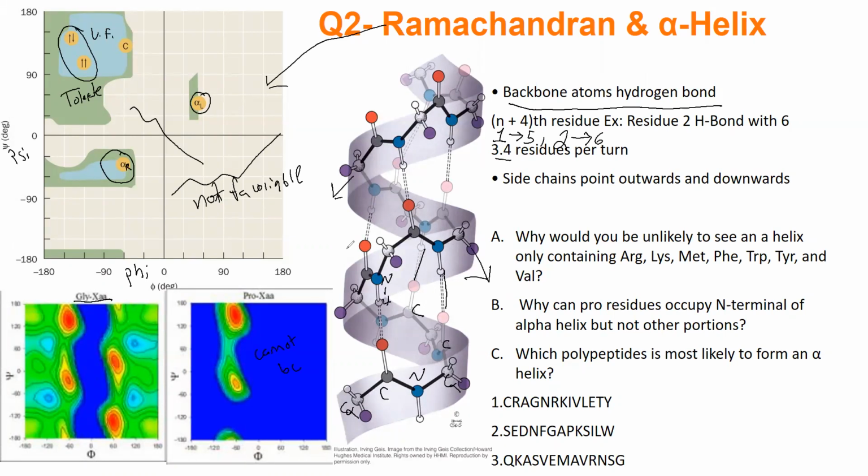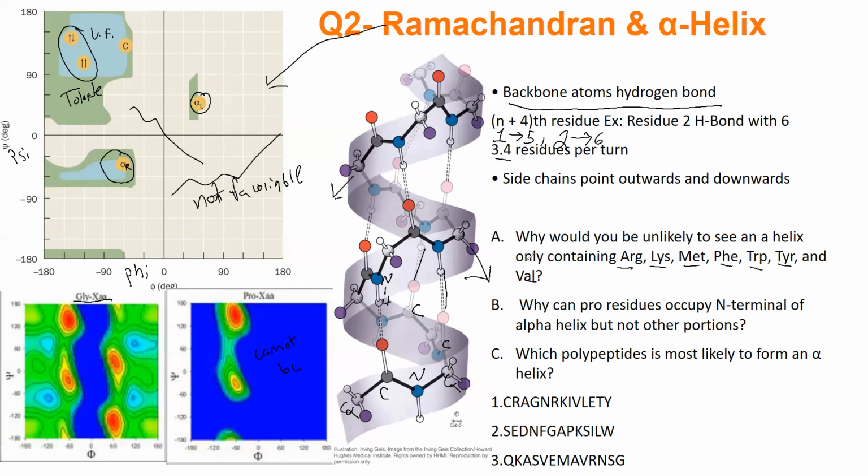Only certain amino acids, certain amino acid combinations, can be in alpha helixes. So this question, since we're running out of time, let's just talk about these briefly. Why is it unlikely that you would have Arg, Lys, Met, Phe, Trp, Tyr, Val if you only had a protein made out of this? Why are you unlikely to see an alpha helix?